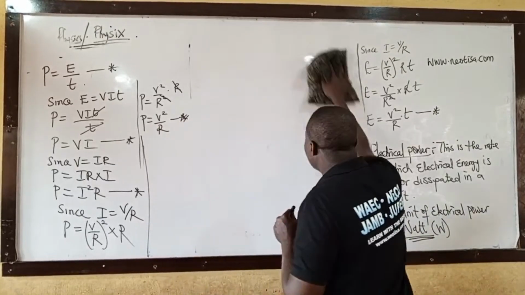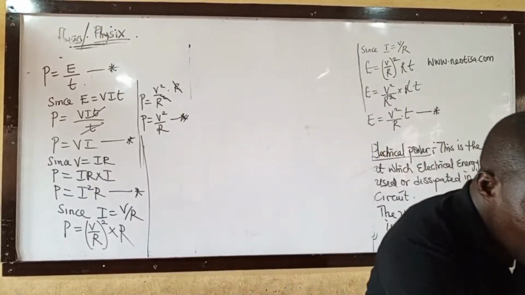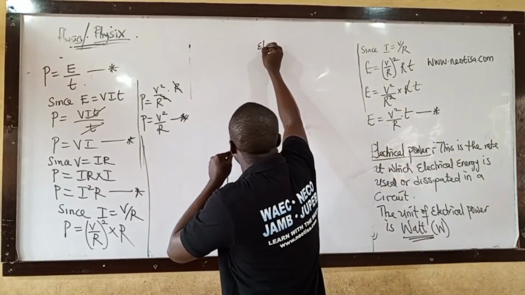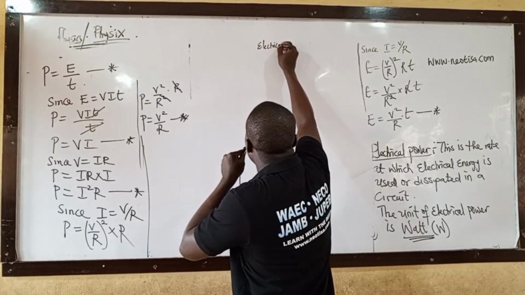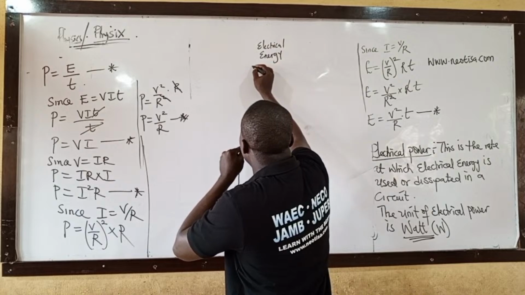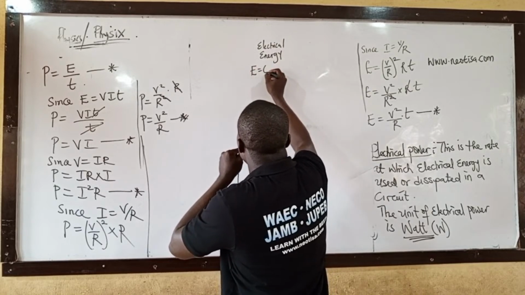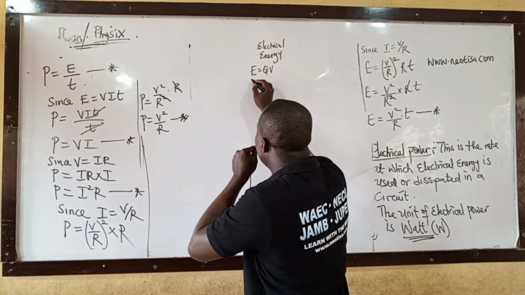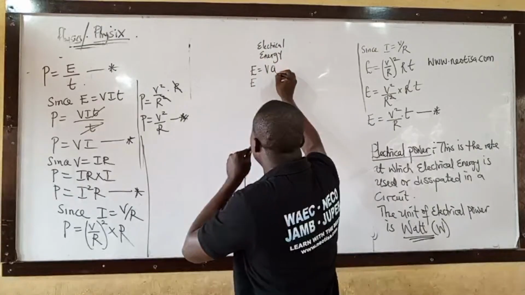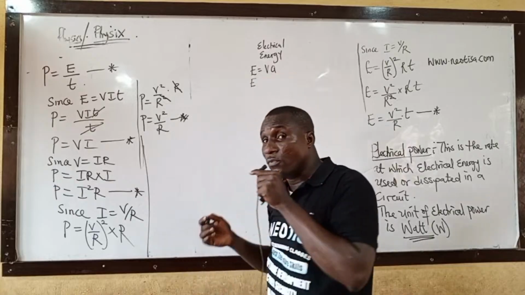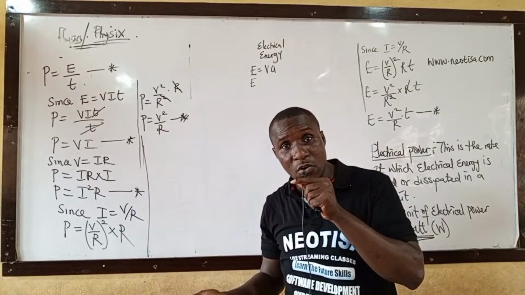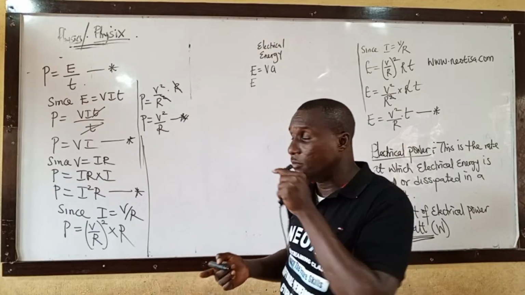Class, let me summarize all the formulas for electrical energy. For electrical energy, I have E equal to QV, or let me say VQ, that would be easier for you. They are the same. Don't forget, I told you that multiplication is commutative. You can say 3 times 4 or 4 times 3, it gives you the same.